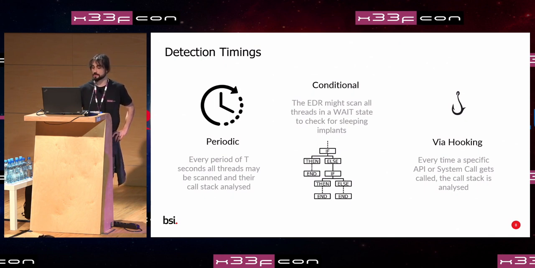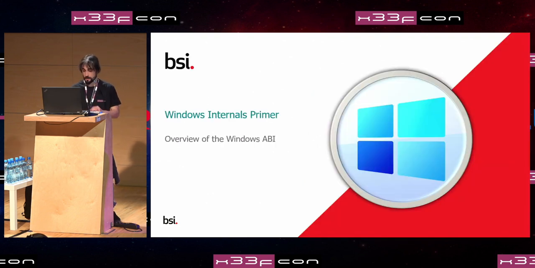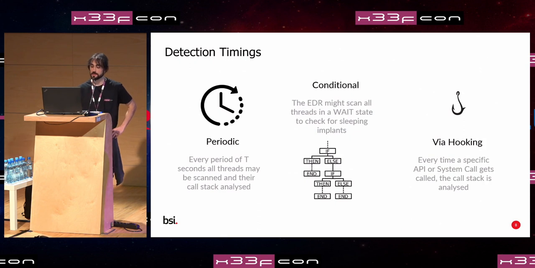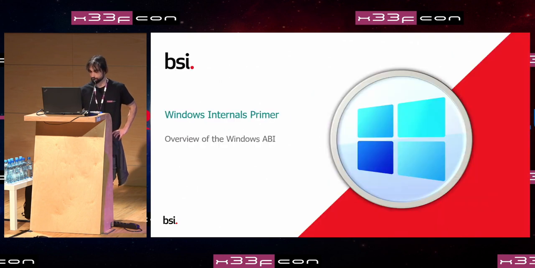Otherwise, you can do kernel-based hooking, which is something you can do with DTrace, for example, where a specific system call is hit, you can trace back the execution and analyze where it's coming from. And it turns out that in the field, we developed a lot of techniques to defend against conditional scanning and periodic scanning, but we don't have a lot of techniques to defend against, for example, tracing done at kernel level or by hooking.